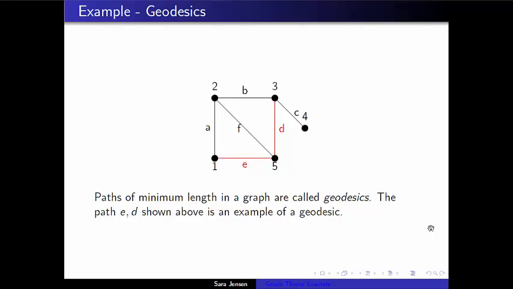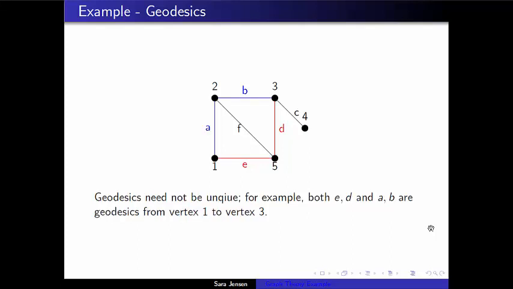What I'd like to point out is that geodesics are not necessarily unique. For example, going from vertex 1 to vertex 3, we could go by edge E and then by edge D, or we could take a look at the sequence of edges that goes from edge A to edge B, and both of those are paths of length 2, which is the best we can do in this graph. So geodesics are great for traveling very efficiently from one point to another, but just because you found one geodesic doesn't mean you found them all, which will be important to us later on.